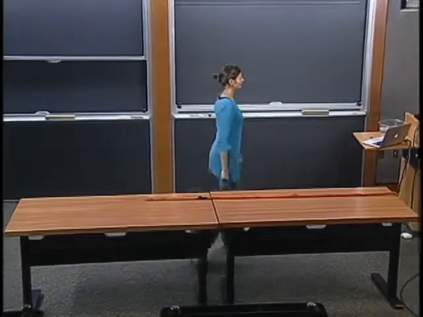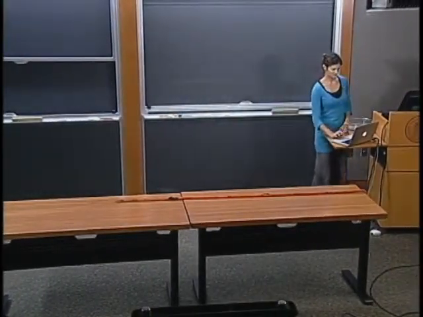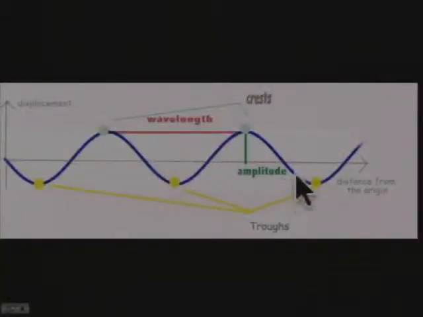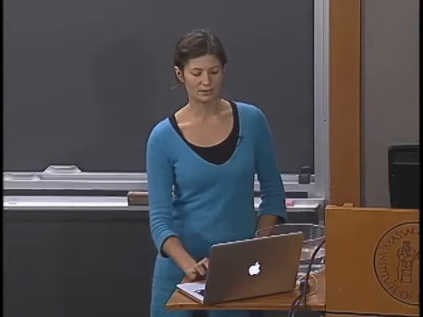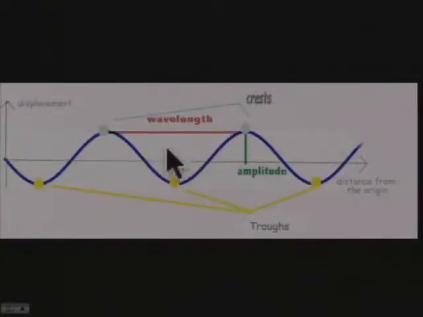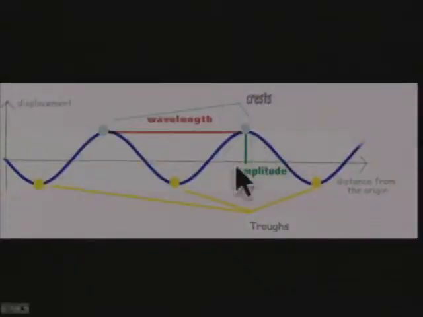Let's look at this in a drawing. Here we have the displacement in function of the distance from the origin, the place where the perturbation is taking place. We call amplitude the maximum displacement of a wave, while the crests and troughs are the highest and lowest points reached by the wave. The wavelength is the distance over which a wave repeats itself. For instance, it is the distance between two crests or between two troughs.